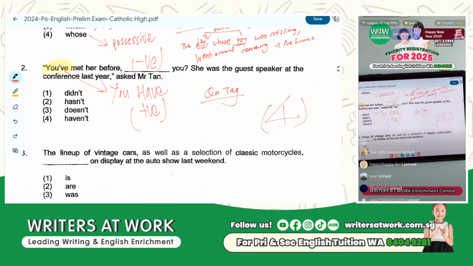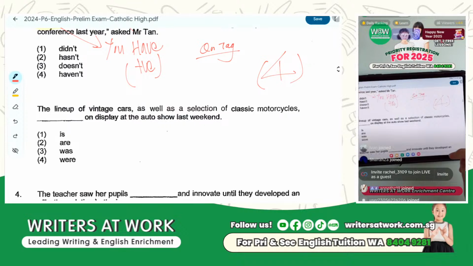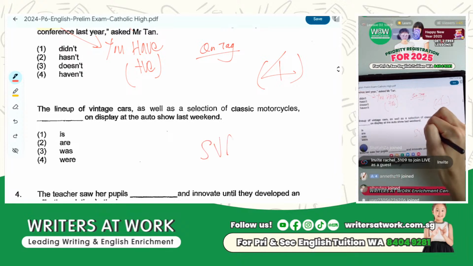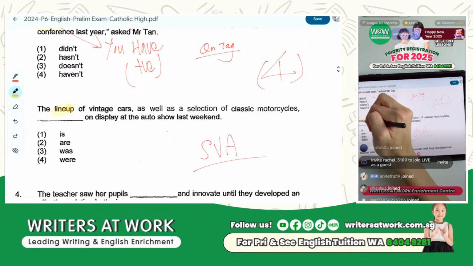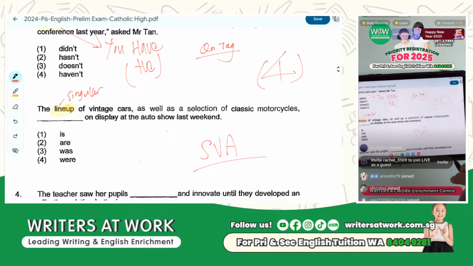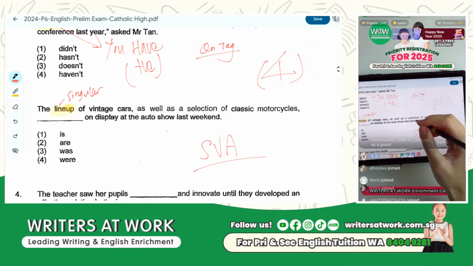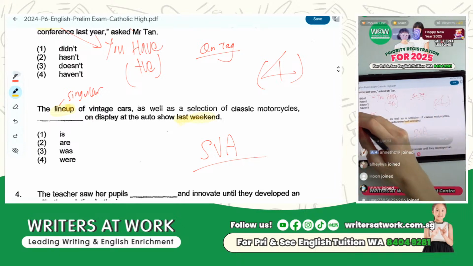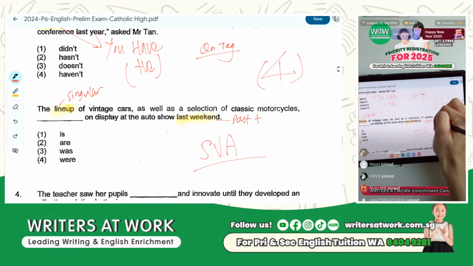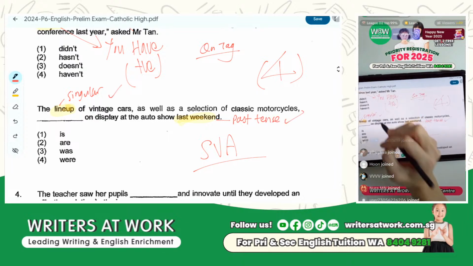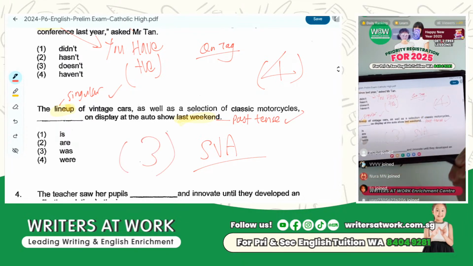Alright, let's move on to question 3. The lineup of vintage cars, as well as a selection of classic motorcycles, dash on display at the auto show last week. Okay, this is a very common subject verb agreement question. Now we observe one keyword here, lineup. Actually singular. Only one lineup. Next, last week. This is in the past tense. So you can see past tense, singular, there's only one answer. Number 3, was.